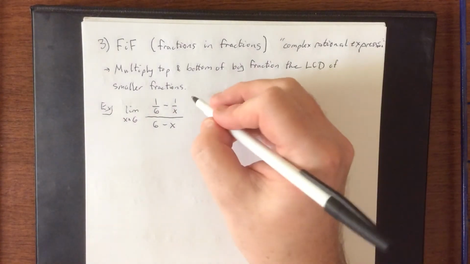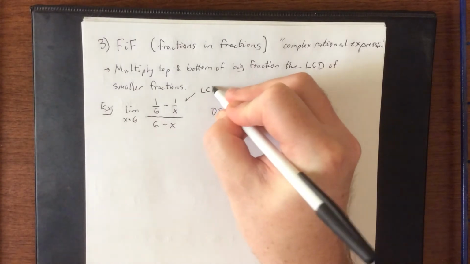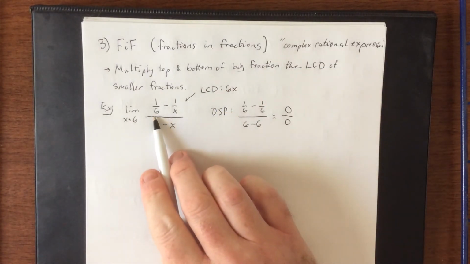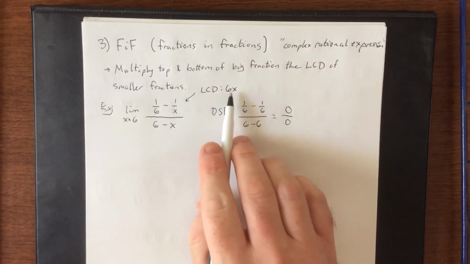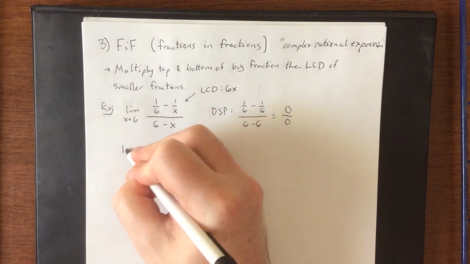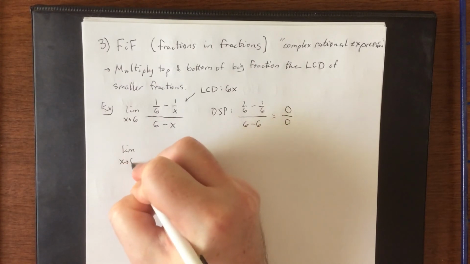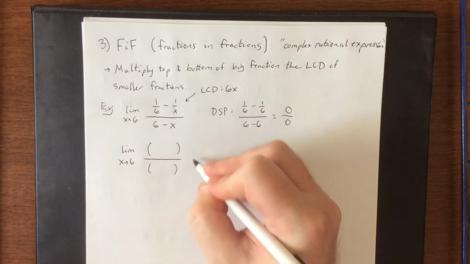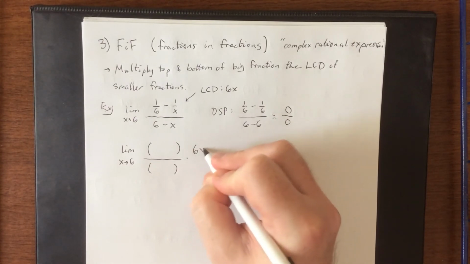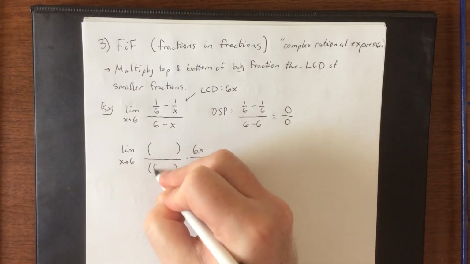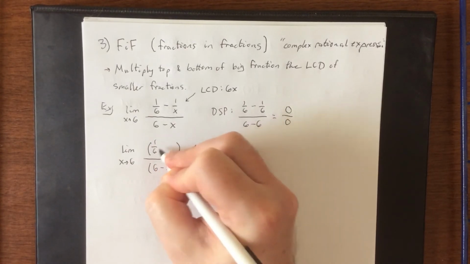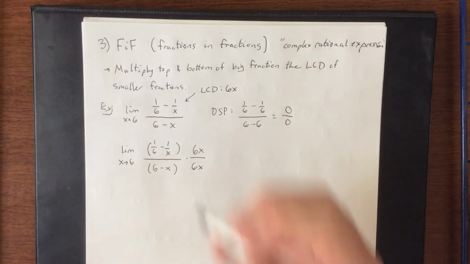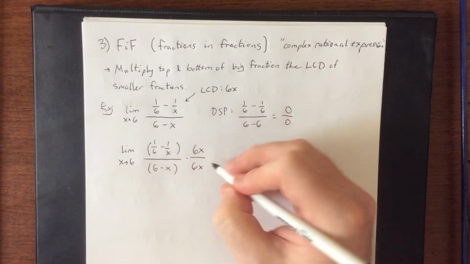So with that in mind, we take a look at all the little fractions in here and see if we can identify the lowest common denominator. In this case, I see a denominator of 6 and a denominator of x. The product of those would be the lowest common denominator. So next, I'm going to multiply the top and bottom of the big fraction by that lowest common denominator. Now, in the numerator, I'm going to be distributing this through to both terms.